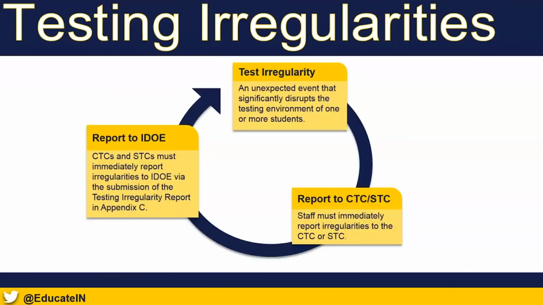A testing irregularity is any unexpected event that significantly disrupts the testing environment of one or more students. You must immediately report irregularities to the CTC or STC. CTCs and STCs must then immediately report irregularities to IDOE.